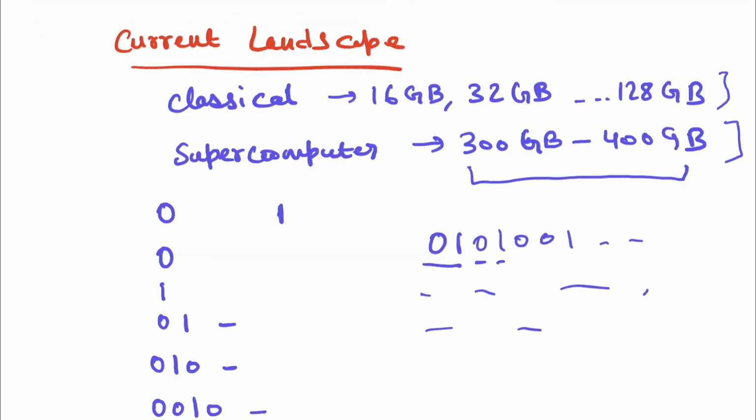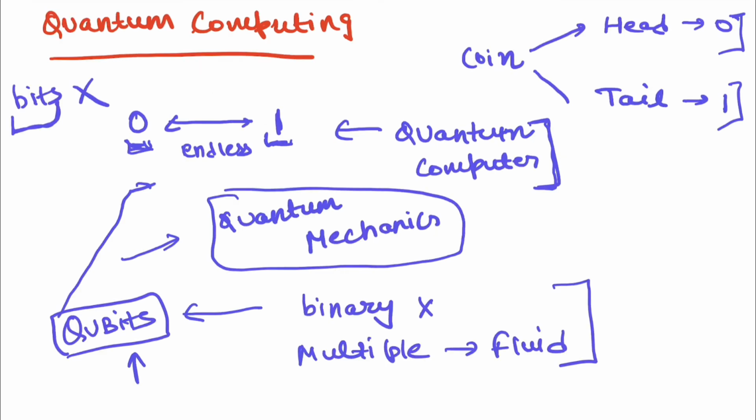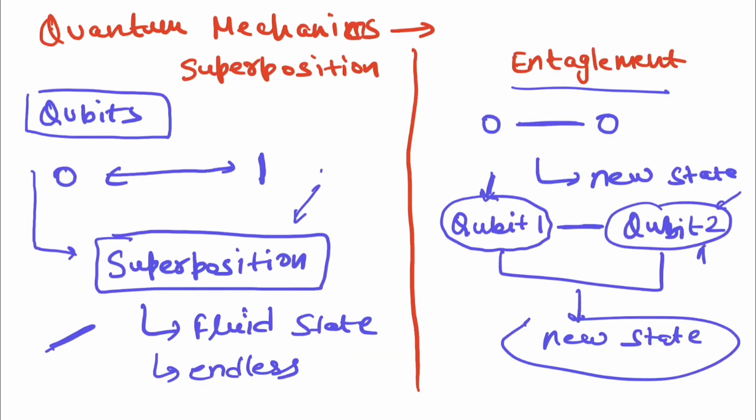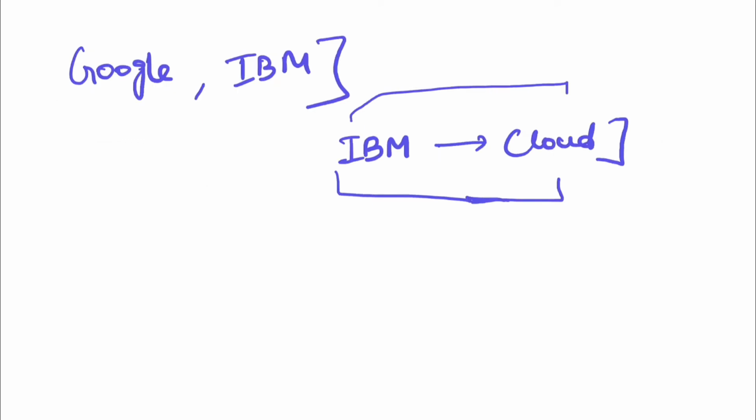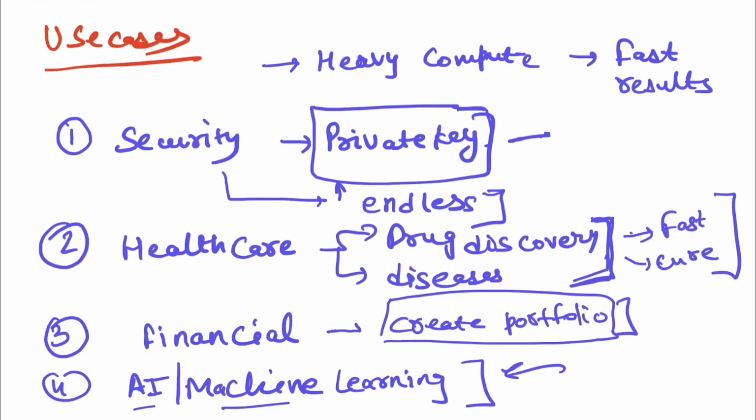Just to give you a recap, we talked about the current landscape, where we discussed classical computers and supercomputers, and then we talked about quantum computing, that this is based on the principle of qubits, and a qubit works on the principle of quantum mechanics properties, which are related to superposition and entanglement. Superposition is basically having a fluid state, not a binary state, and entanglement is getting more and more states by entangling two or more qubits together. And then we talked about who all are investing today and where we are today in terms of quantum computing, and then in the last we talked about certain use cases, how it's going to benefit the future.